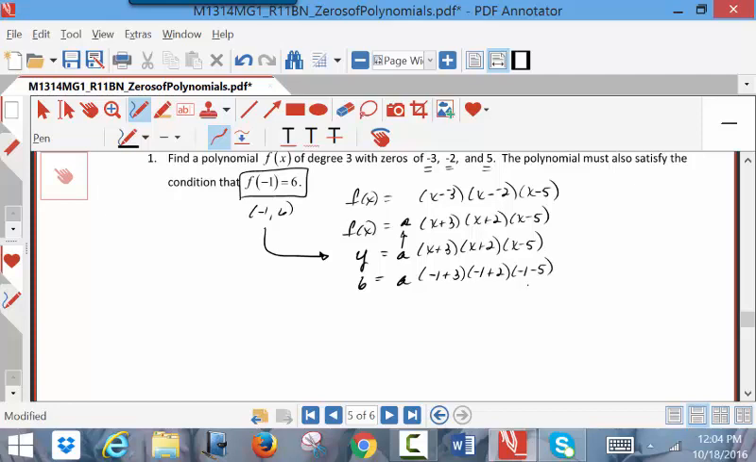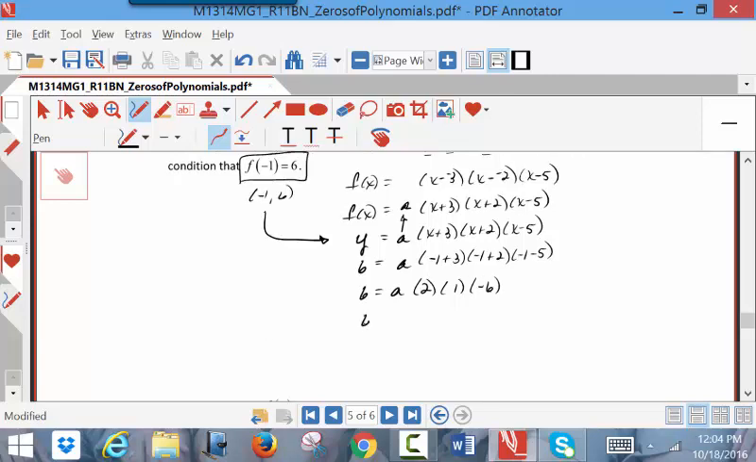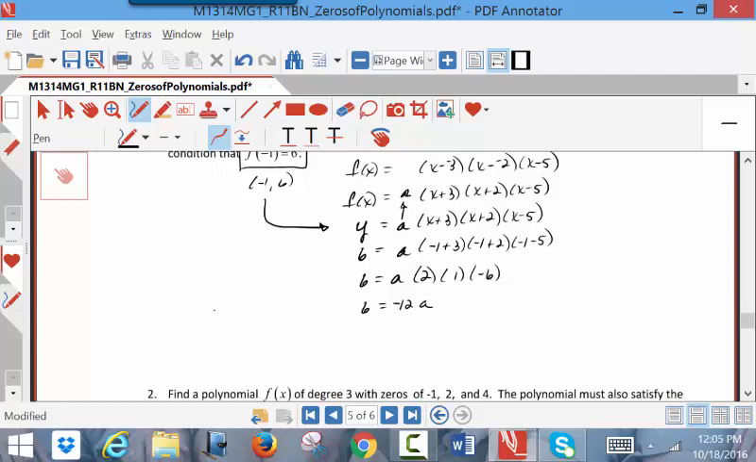Now this is not hard, so don't mess up here. So this is 6 equaling A times -1 plus 3 is 2, -1 plus 2 is 1, and -1 minus 5 is -6. So this is 6 equaling -12A. And when you divide both sides by -12, you get -1/2. So now we really know the function.